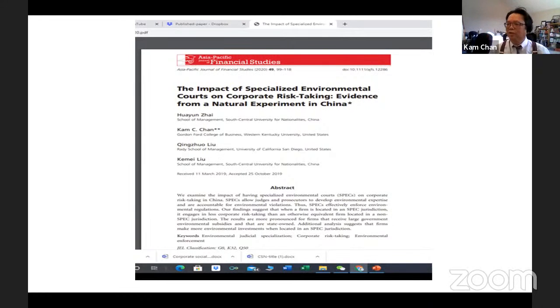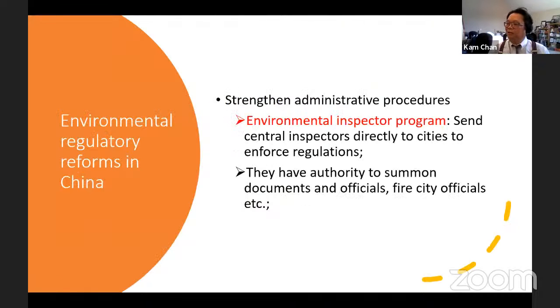So this is one interesting result that came out recently. The third one is also interesting. In China, or even in the United States, you have the central government, and then you have the province, and then you have the city. Just like in the United States, you have the EPA at the federal level, and then you have the state environment department, and then you have the city environmental office. In China, it's the same.